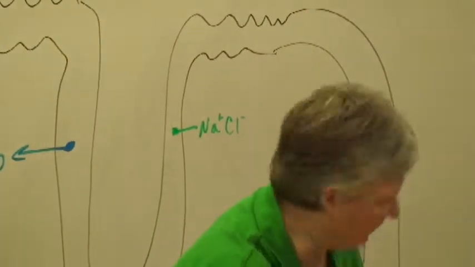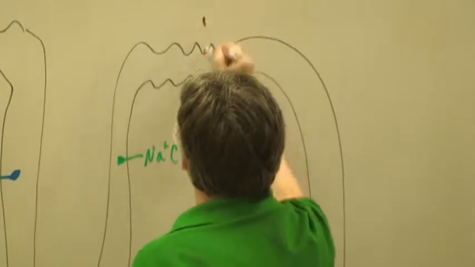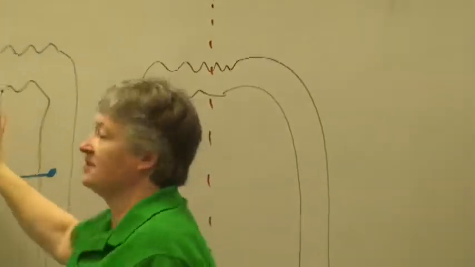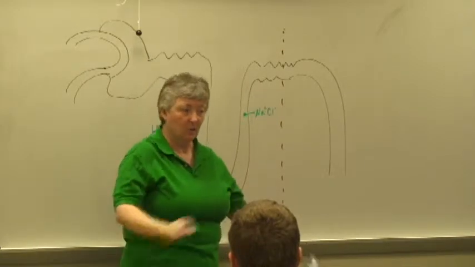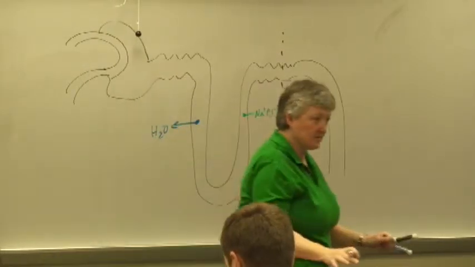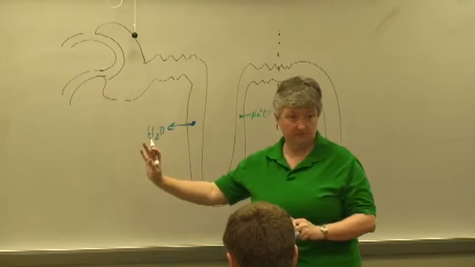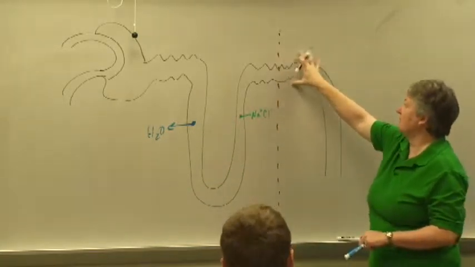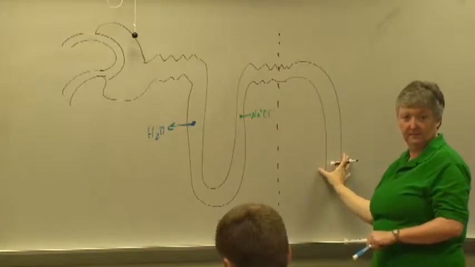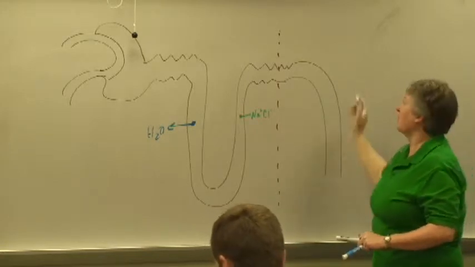So the important part of this is up until this point, right about through here, all of the stuff that's happening here is obligatory. It happens automatically. Regardless of what hormones are present, this stuff is going to happen. The hormones influence the last half of the distal convoluted tubule and the collecting duct. So that's where the selective part comes in.